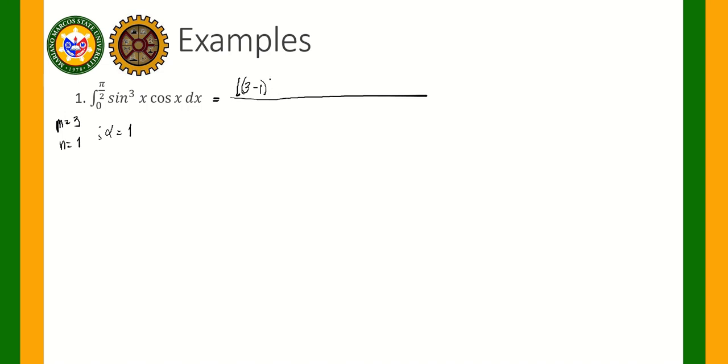And then, multiplied by our n. What is n? That is 1. So, since our n is equal to 1, wala na tayong itutuloy pa na subtraction. And then sa baba naman, we have m plus n, that is 3 plus 1, multiplied by m plus n minus 2. So what is m plus n minus 2? That is 4 minus 2, that is equal to 2.